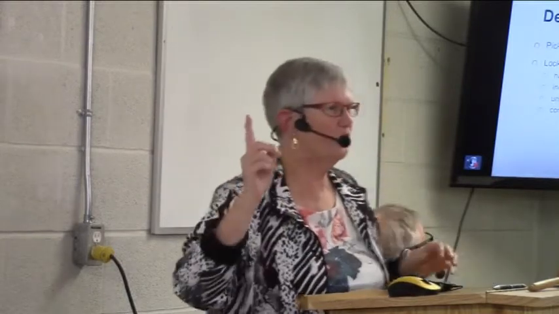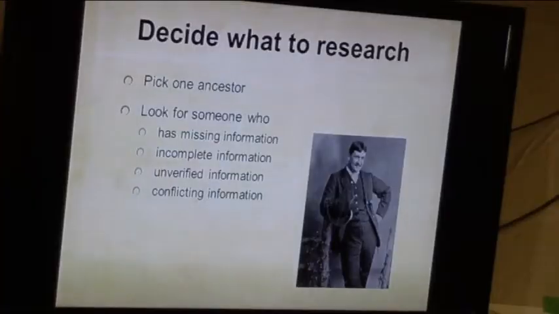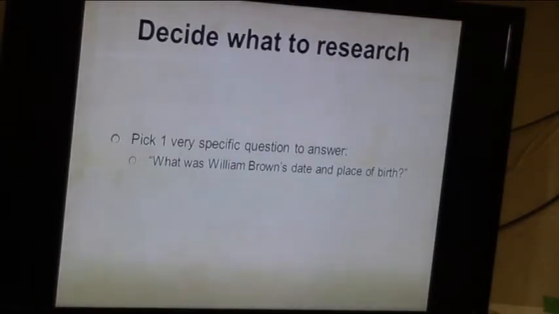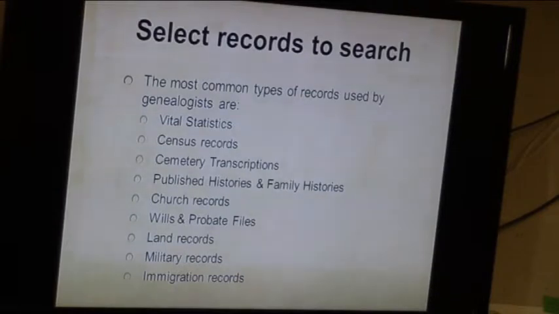So I'm going to pick one ancestor. I'm going to look for someone who has some missing information or incomplete information, or someone who's got conflicting information. So I need to pick one person. So for instance there, William Brown, I don't have his birth date. And that's my question. What was his date of birth?